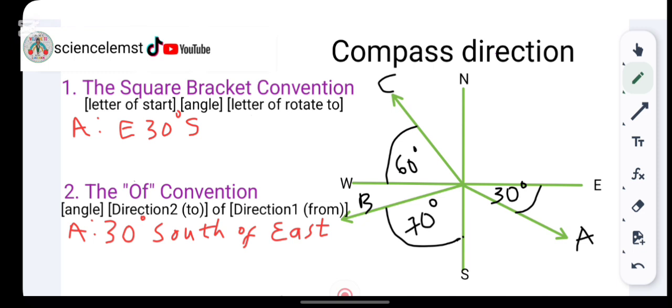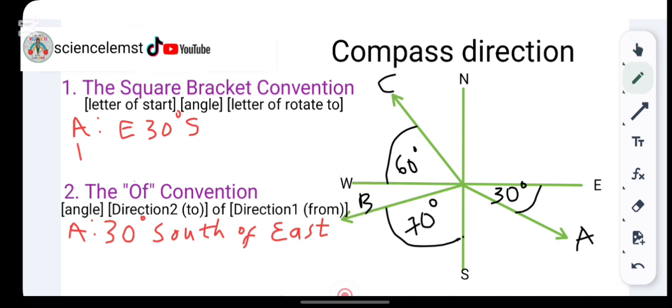I hope it makes sense what we are saying. Let's look at B. The angle is between the south and the vector, and the angle is 70. So if I use the square bracket, it tells me the letter where I start, the angle that I'm rotating, and the letter where I am rotating to.